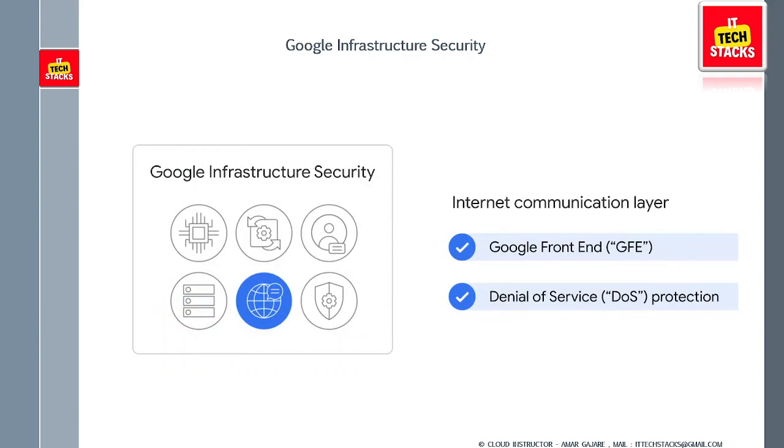Fifth point here is the internet communication layer. Now we have seen storage, hardware, identity layer, inter-services. Now, how does Google maintain security through internet communication?